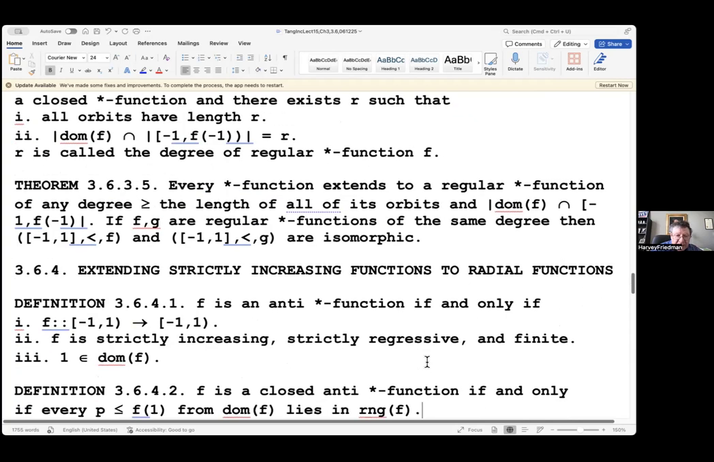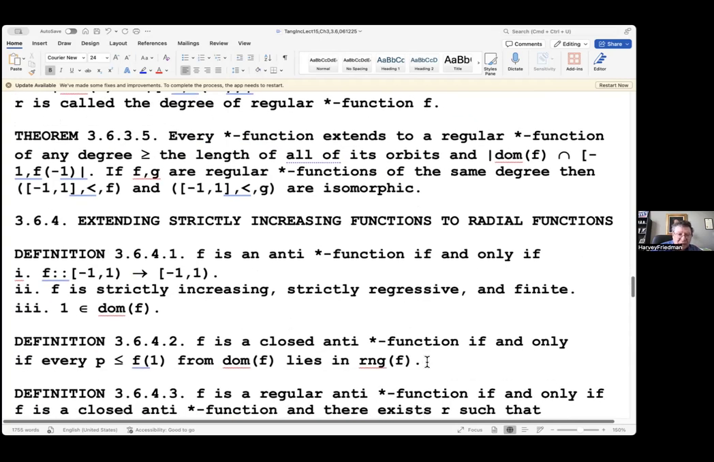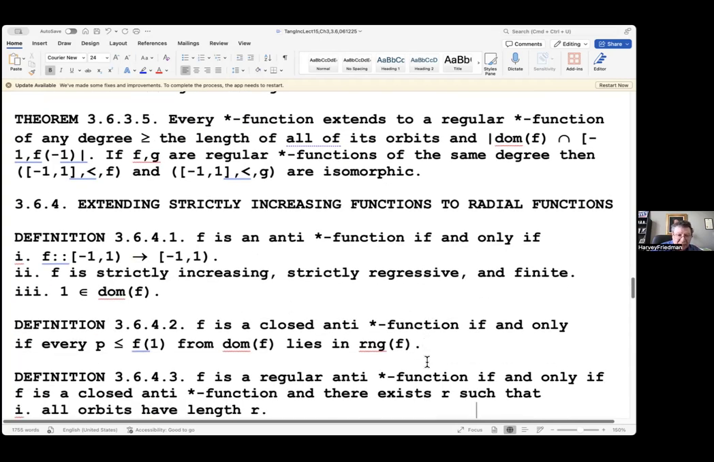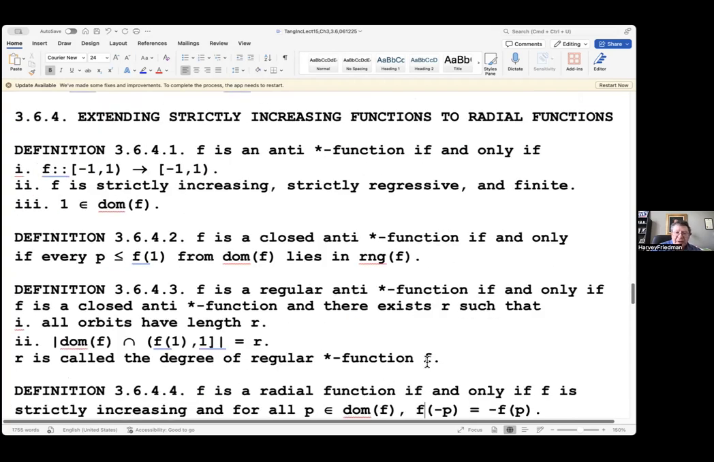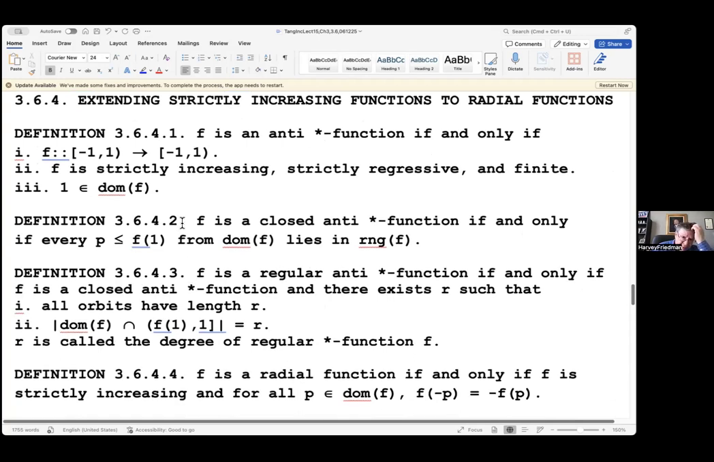Next, now that we have these nice rounded out things here that are regular, we want to extend to radial functions. But I think first we do the dual theory of what we just did. The dual theory being strictly regressive instead of strictly dominating.